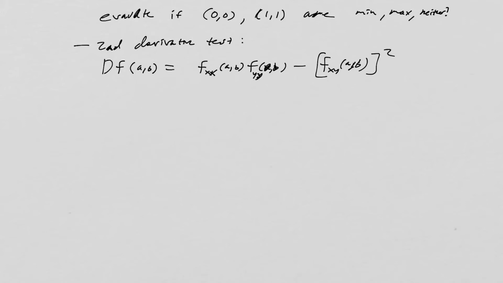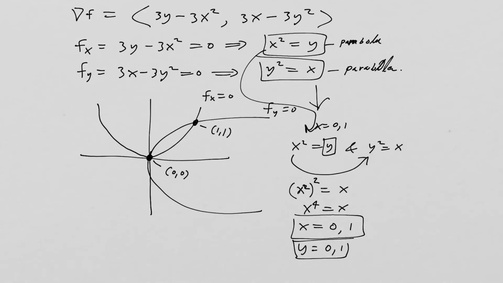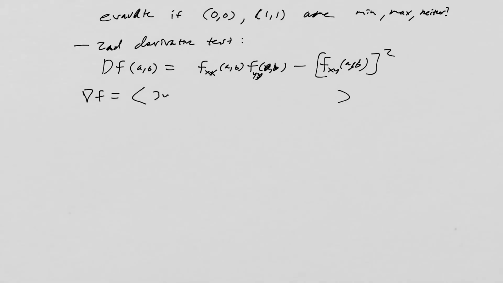All right, so let's figure this out. So we have here the gradient vector we had written as, I believe, let's go back to the previous page. Okay, we had 3y minus 3x squared, comma 3x minus 3y squared, right? So that's my fx, and this is my fy. So now fxx, of course, is going to be negative 6x.